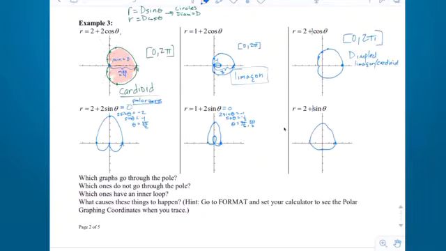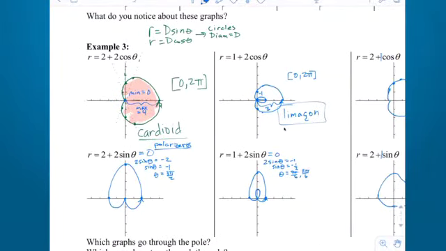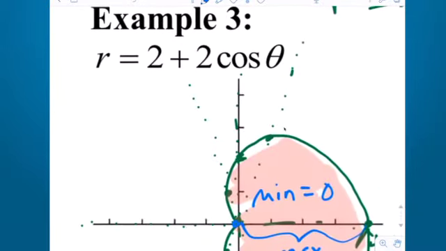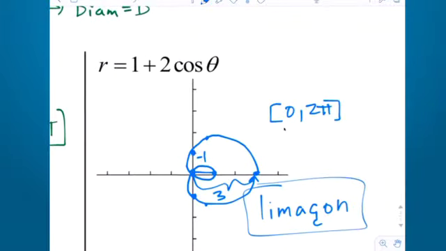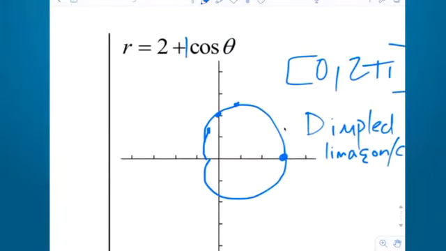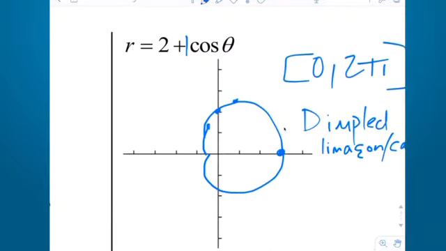If we add a constant to the sine or cosine, we end up with a family of cardioids and limaçons. When the numbers are the same, we get a cardioid. When the constant is smaller than the coefficient, we get an inner loop called a limaçon. And when the constant is bigger than the coefficient, we get something called a dimpled limaçon or dimpled cardioid.